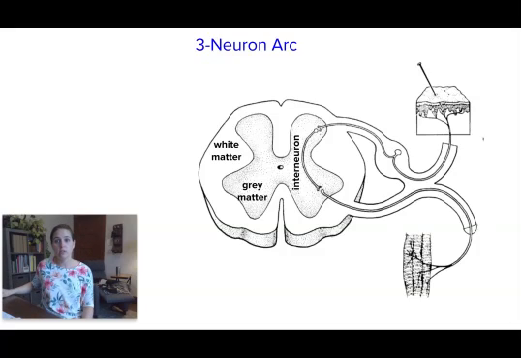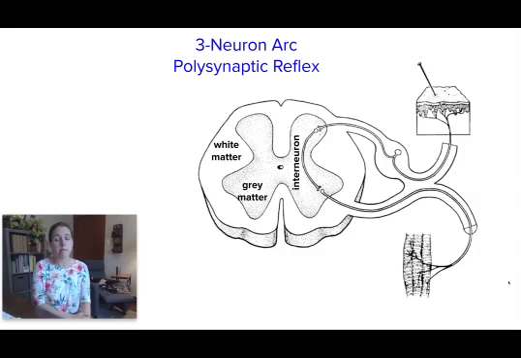Okay? And you can see we're going to have 3 neurons we're going to look at today. So here's one of them. It goes basically from the skin here and then up to just a little tip there in the gray matter. And then the second neuron is this guy, the interneuron. And then the third guy is this one going out. And then this is representing a muscle. So that's the 3-neuron arc. It's also called the polysynaptic reflex.